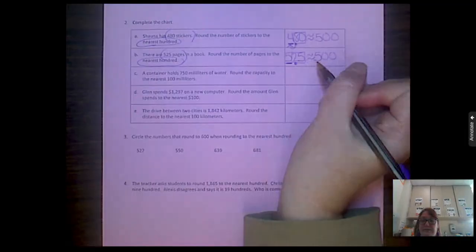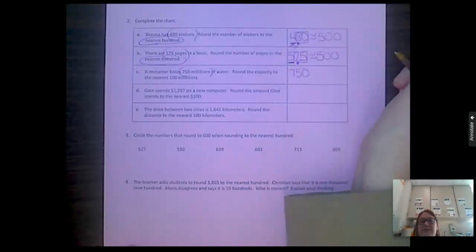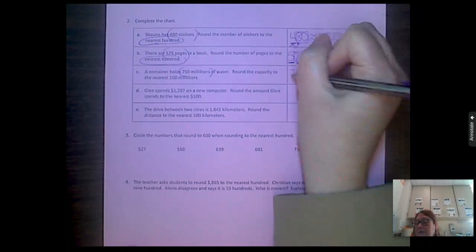Okay? C, a container holds 750 milliliters of water. Round the capacity to the nearest 100. Okay, so if you want to try this one on your own, we can definitely work this one out. So why don't you pause your video and give this one a try. Remember, we're rounding to the nearest 100, and put a dot under your helper number, and then you can say your poem. Okay, so give that one a shot.